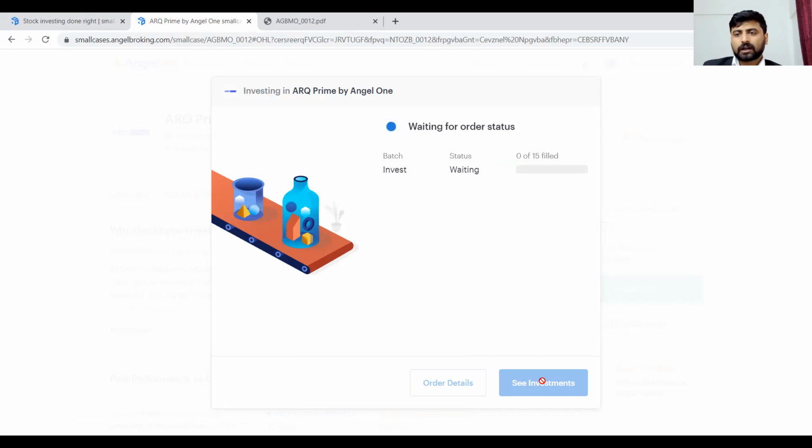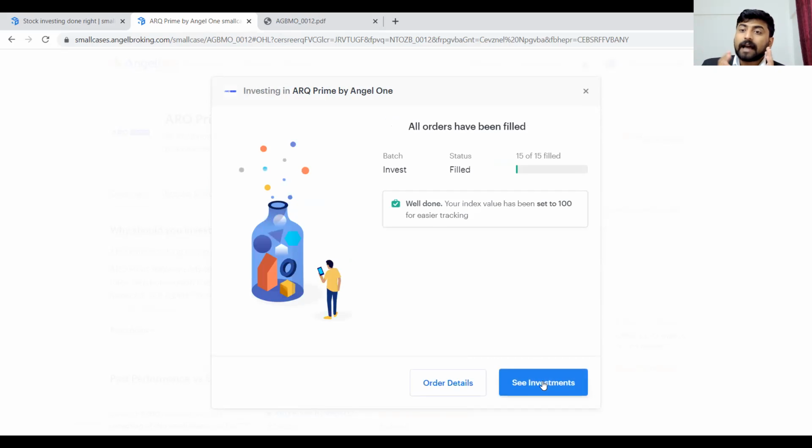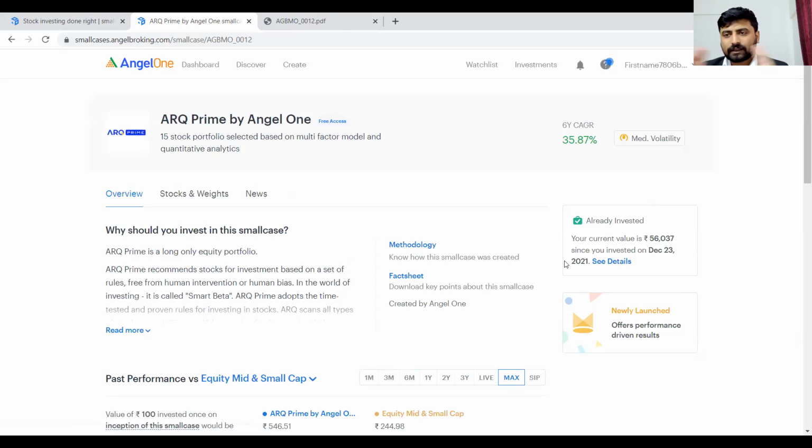Now what is going to happen is these set of orders will now be placed directly in your trading and demat account, that is your Angel trading and demat account, and it will be purchased there directly. So now what has happened is you have managed to successfully invest in this particular smallcase.